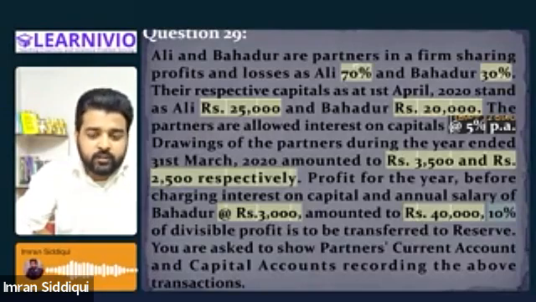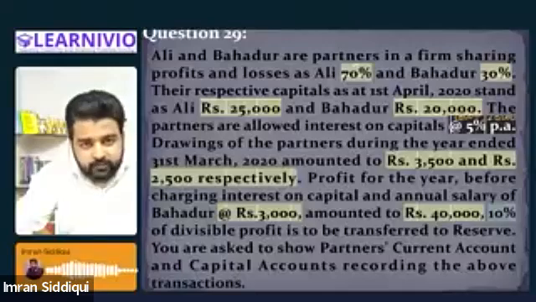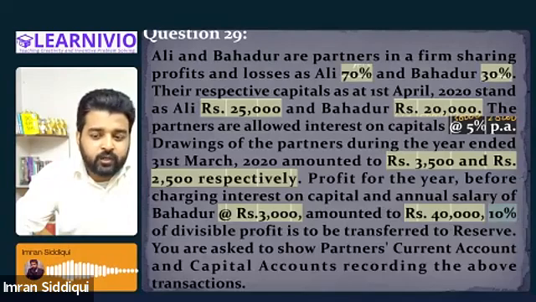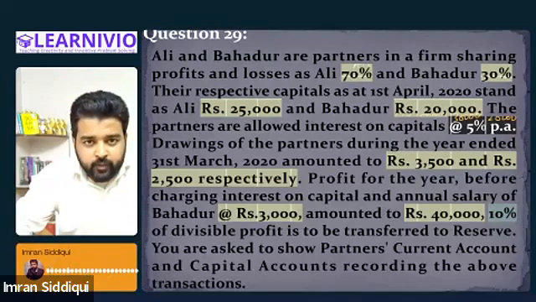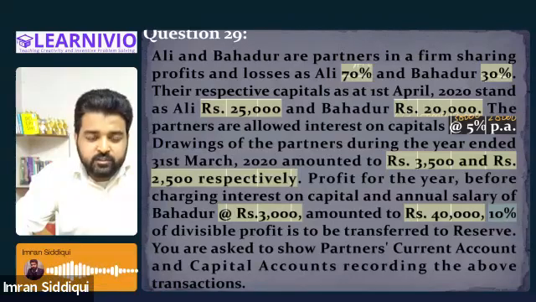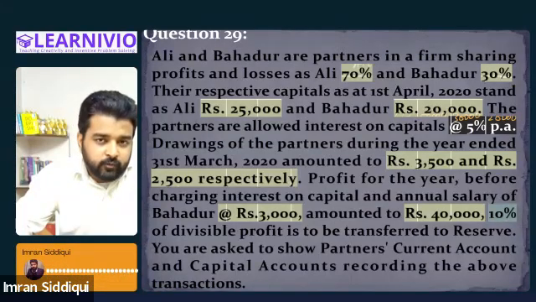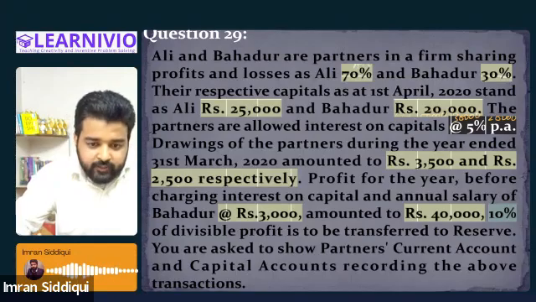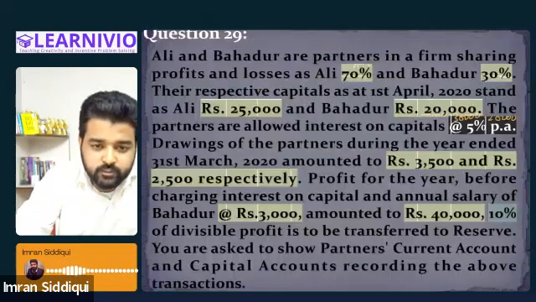See, in this question, you are supposed to prepare the partners' current account and capital account only, but I would recommend that you prepare the profit and loss appropriation account as well. It will be much easier for you to attempt this question if you prepare the P&L appropriation as well. So P&L appropriation is not mandatory in this question, but it is advisable that you prepare it, then approach the capital account. So I think you will be able to solve this question.